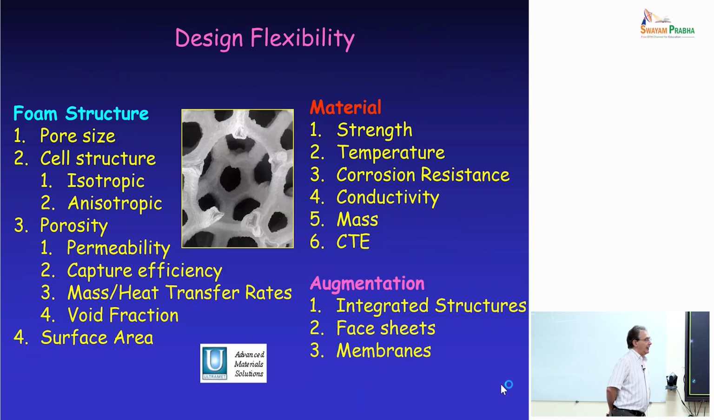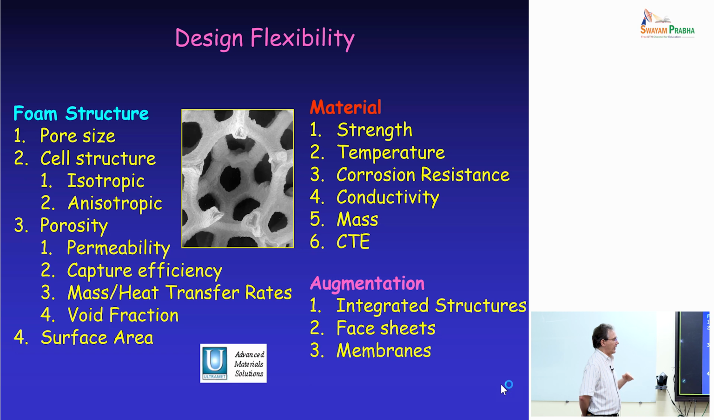cellular ceramics. In terms of design flexibility, you can look at the pore size, the cell structure, and the characteristics of the porosity and the characteristics of the surface area. At the same time, you can modify the material, and this, of course, will change the strength, the temperature capabilities of the material, corrosion resistance, the conductivity, the density, and the coefficient of thermal expansion. And you can also think of augmented structures, integrated structures that have porous and non-porous components. You can have sandwich structures with phase sheets. You can add membranes to have micropores plus meso and micropores component for filtration.